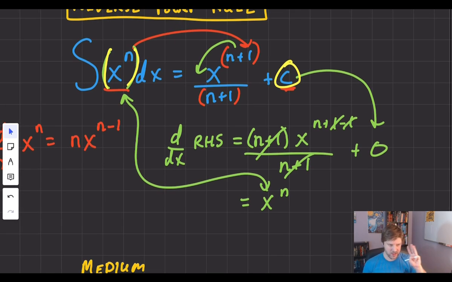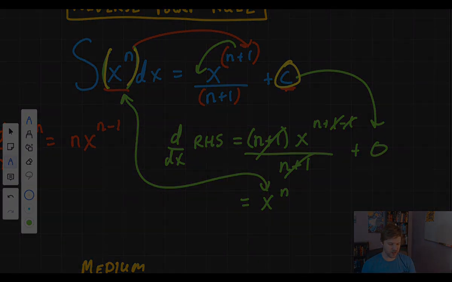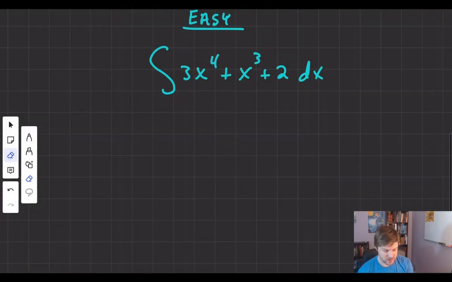Now we're going to look at 3 examples. We're going to start with the easy and then go medium and hard. So let's take a look at the easy one first. Okay, so let's start with this easy one.